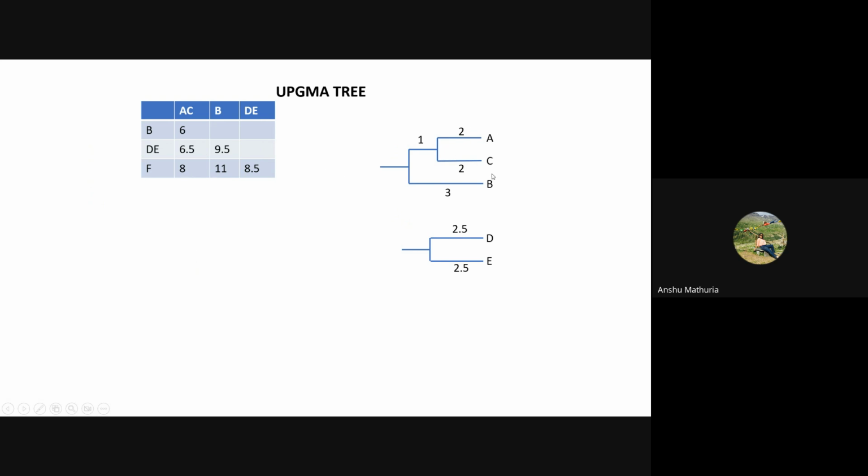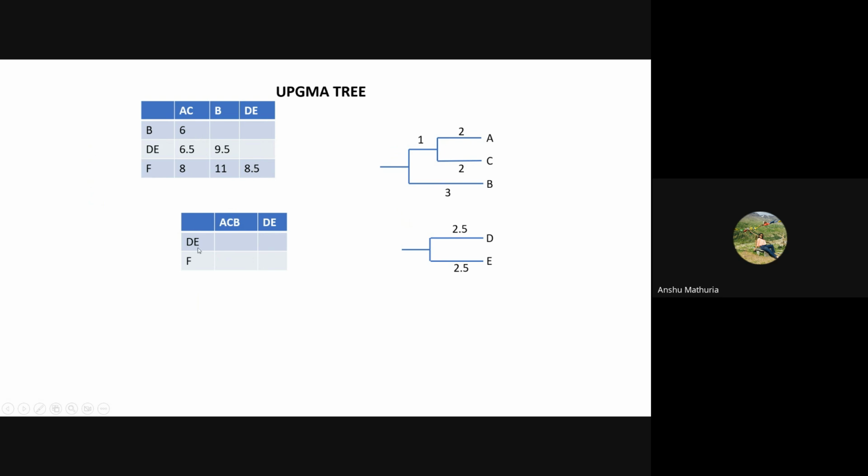So now ACB is together and DE is together. DE is already here. So now you will club AC with B, because AC is now with B. A new table will be formed, that is ACB and then DE. Here also it will be DE and F, because B is now combined with AC. So now the new distances you need to calculate are ACB with DE and ACB with F, and then DE with F. You already know that is 8.5, right?